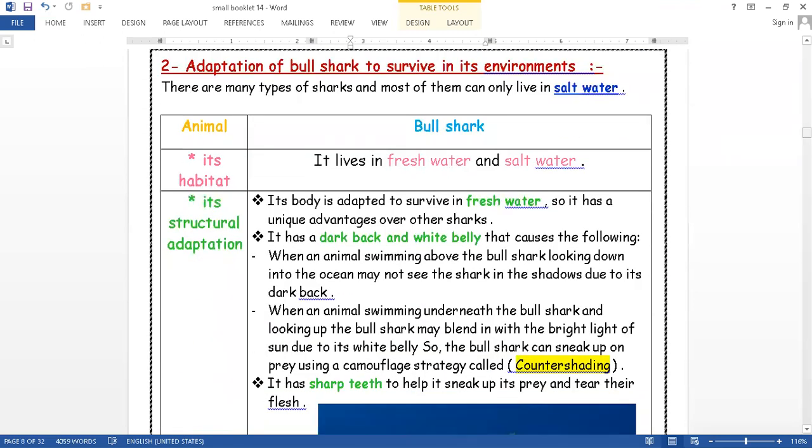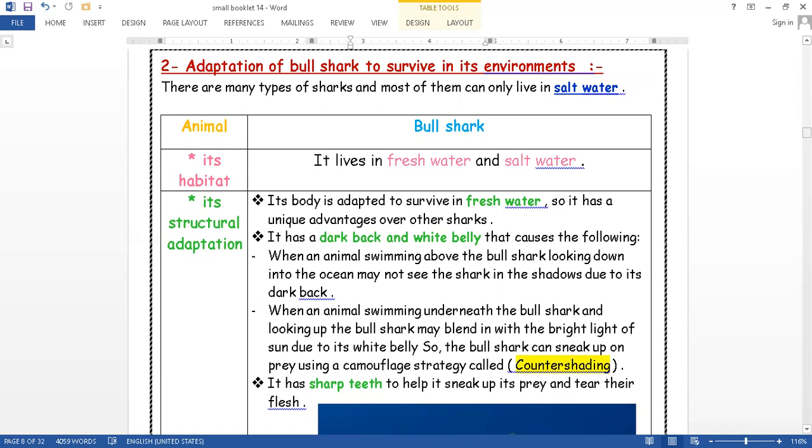Now let's start with the second one, which is talking about adaptation of a bull shark to survive in its environment. There are many types of sharks, and most of them live only in the salt water, except the bull shark. The bull shark has the ability to live in different types of water: number one, fresh water, and number two, salt water. So the bull shark can live in fresh water and in salt water. It will be their habitat.